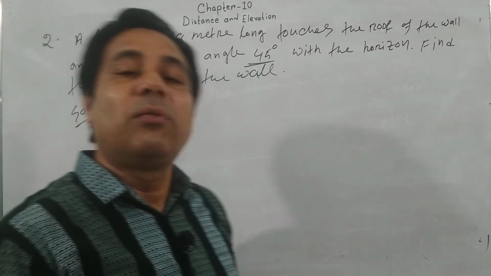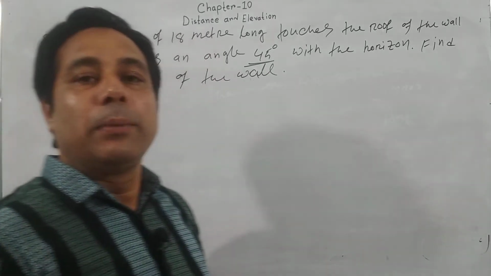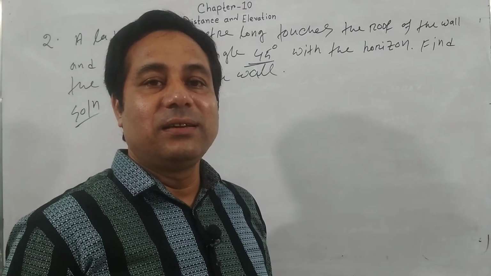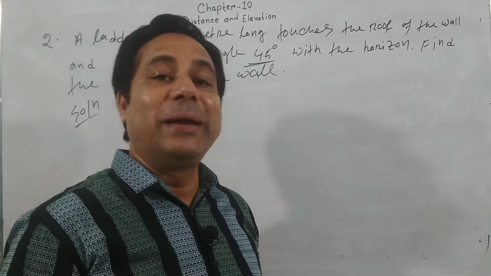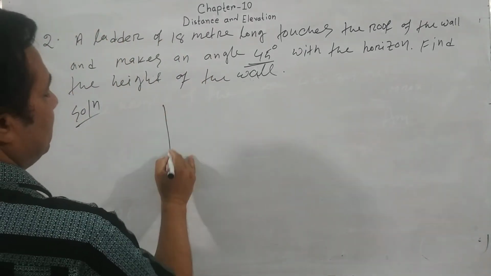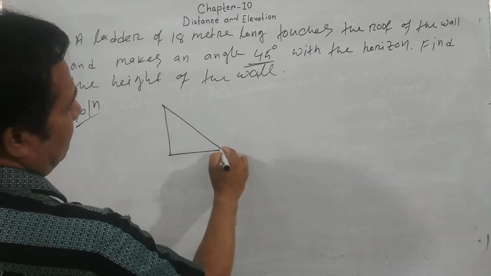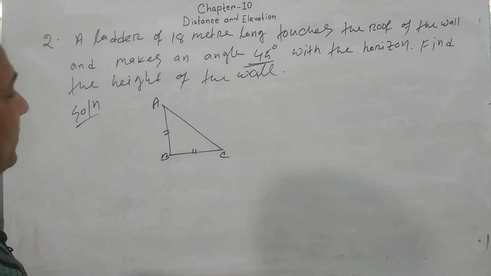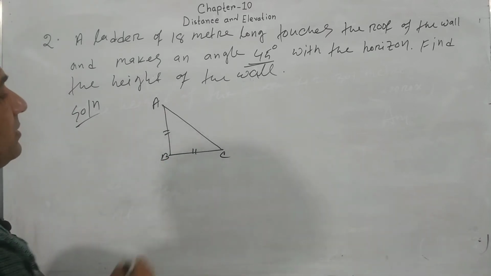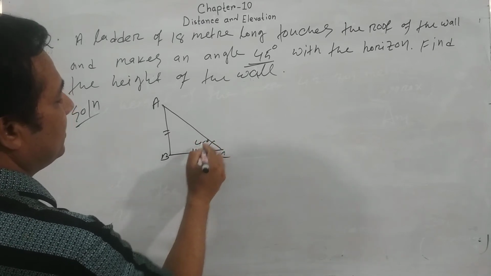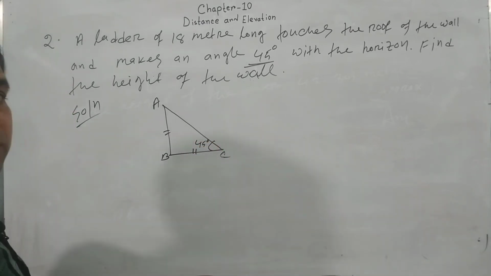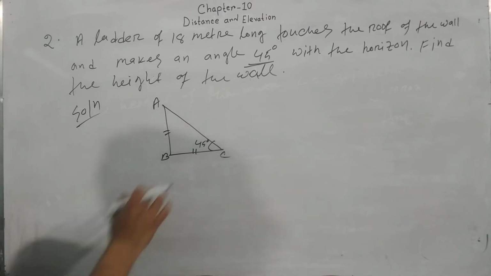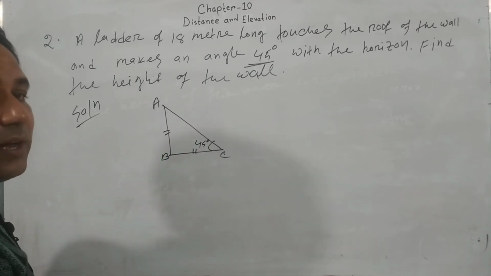What is the rule for a 45 degree angle? Here, base is equal to perpendicular. To draw a 45 degree angle, the base must equal the perpendicular. Here, this is the base and perpendicular. ABC is a right angle triangle. Here, C is 45 degrees. From the triangle, base BC, perpendicular AB. Base and perpendicular are always equal.